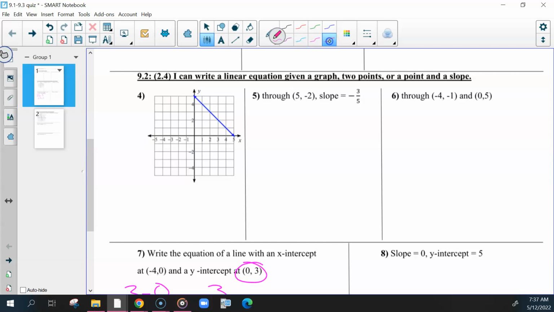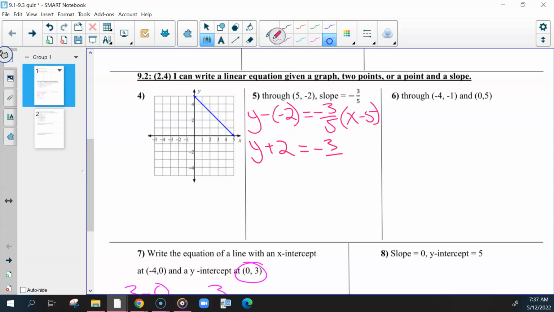So for this one, you need to use your point slope formula. So your y minus y1 equals your slope times x minus x1. If you have a negative in your x's, make that a plus before you distribute. If it's just on the y's, you can make that a plus and distribute at the same time.